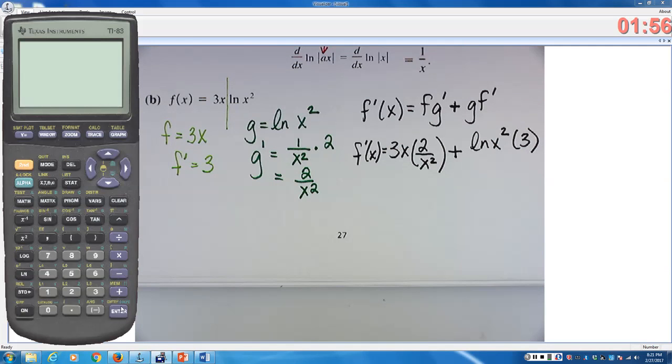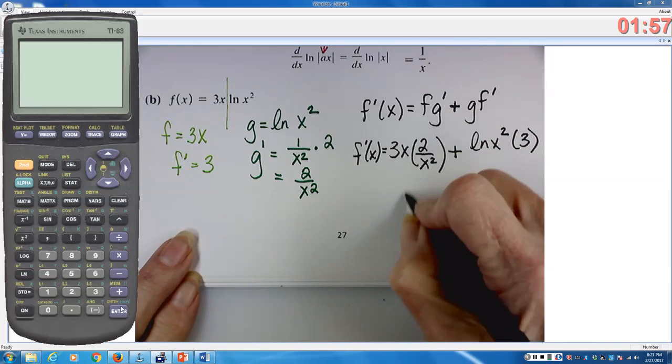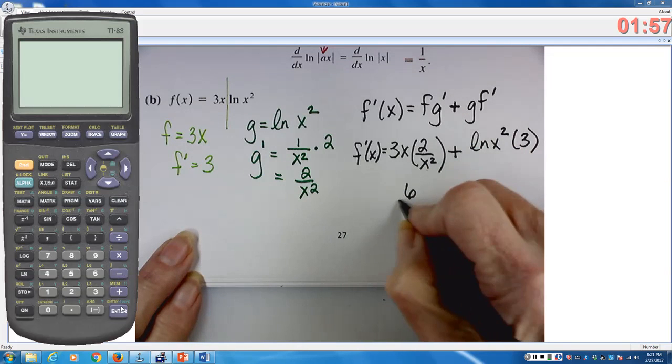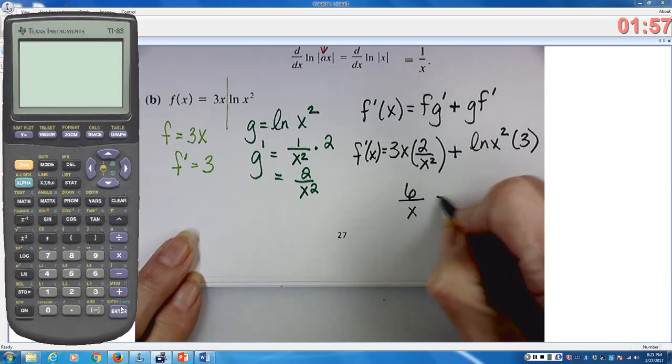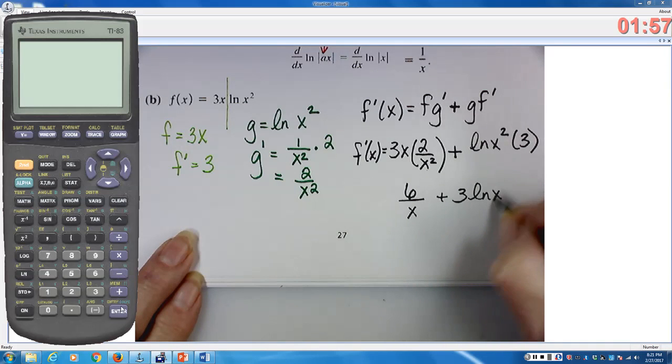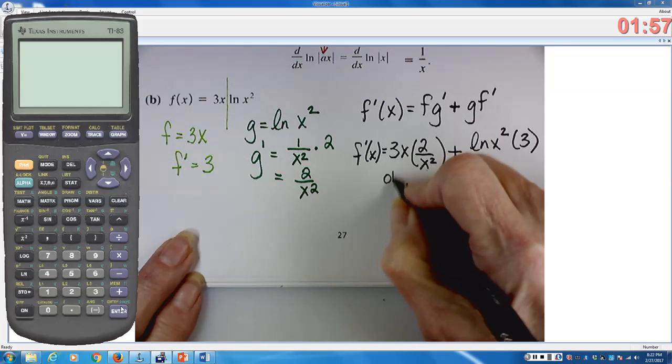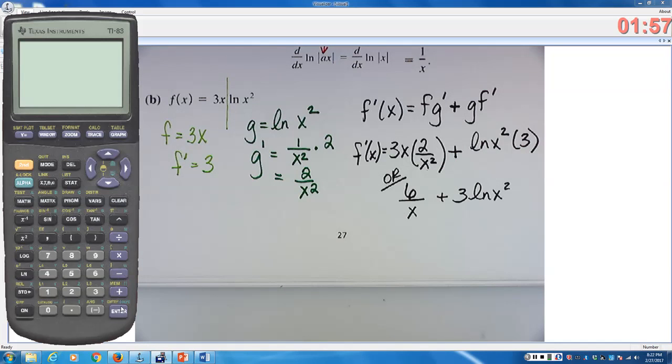Now, if you want to simplify, go right ahead. But that's actually all you have to do for the calculus. The calculus is done at that stage. If you do simplify, you say 3 times 2 is 6, and x takes away x squared, so that becomes 6 over x. And you might put the 3 in front of the ln x squared. So either one of those answers is acceptable, but there's nothing wrong with the first one. Any questions so far?